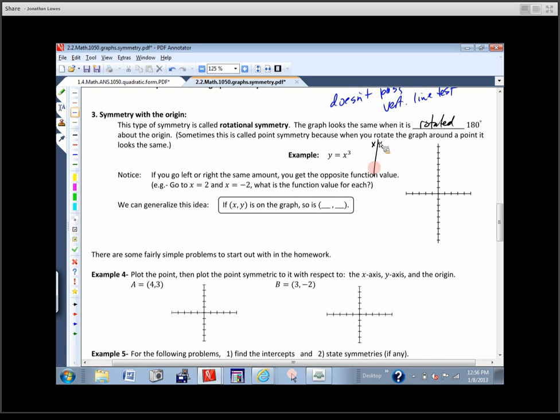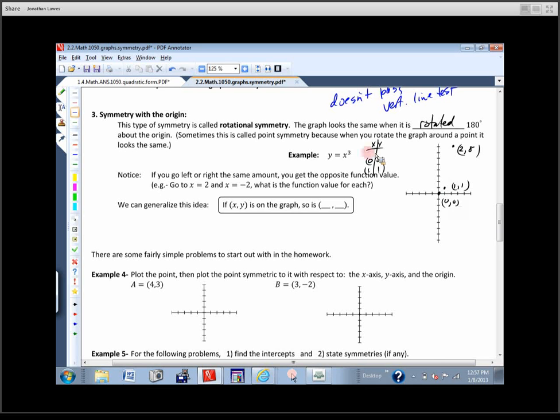I'm going to make a little xy table. Let's pick a couple points and plug them in. I'm going to plug in a 0 for x. If you plug in a 0 for x, what's y got to be? What do you get when you cube 0? You get 0. Okay, so it still goes through the origin. That's good. Plug in a 1. What do you get when you cube 1? You get 1. Plug in a 2. What would you get? 8. 2 times 2 times 2 is 8. So this point is 1, 1. This point is 2, 8. And this point was 0, 0.